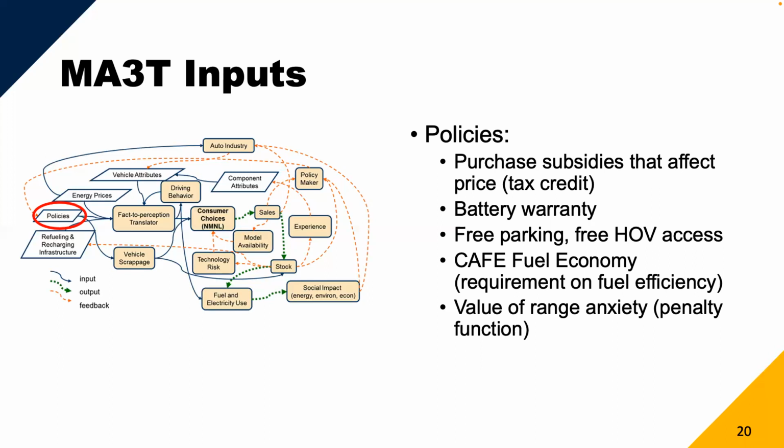So I would say the first three are sets of incentives. There are also policies that may affect the auto industry, which determines the vehicle attributes and component attributes. So things like the fuel economy standards, which is a requirement on fuel efficiency. Those would play into policies that affect the model in a slightly different way.